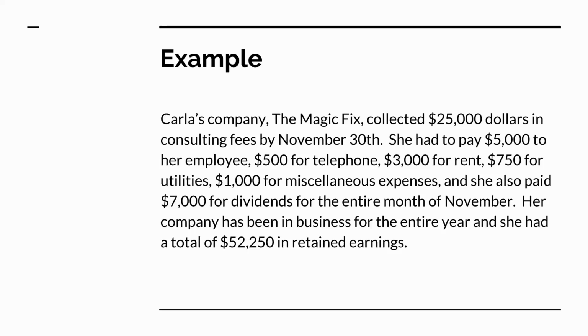Now, dividends, on the other hand, are what you just pay to the owners, the people who own the company. So, for instance, if Carla is the only owner of this company, then she decided that her value as the owner was worth $7,000. Now, that $7,000 in dividends didn't generate her any money. It was paid after she had already generated that amount of money, after she already generated the $25,000. That's why we don't include dividends as an expense.